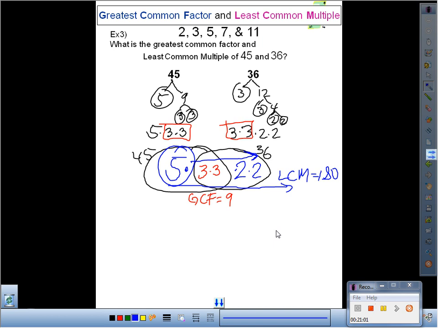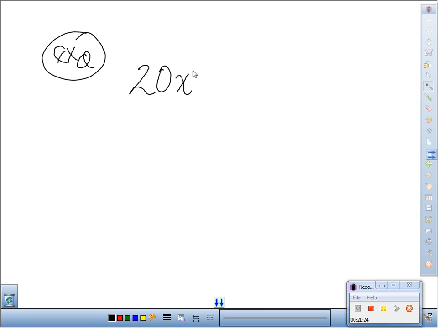All right, let's take it up a notch, yes? Example Q. Whoa, let me zoom out. 20x cubed and 12x squared. And once again, we always have our 2, 3, 5, 7, 11.